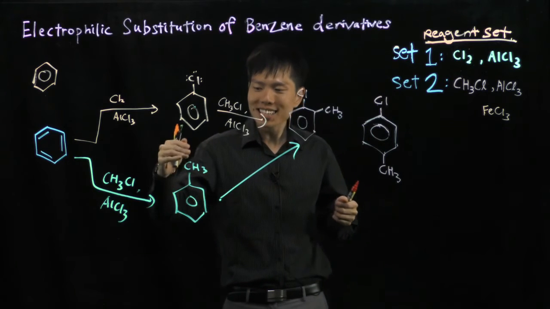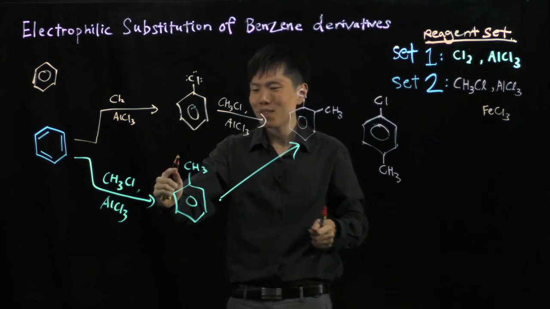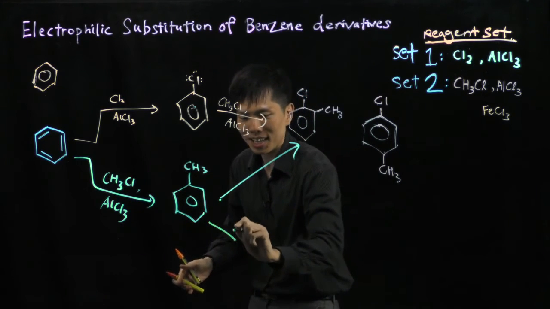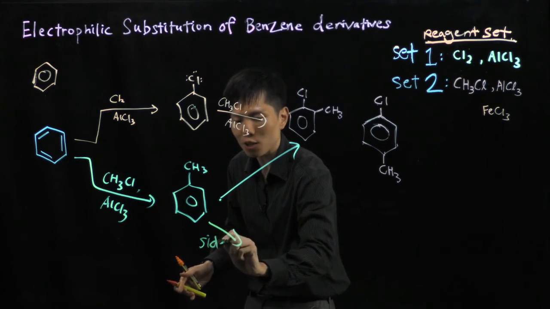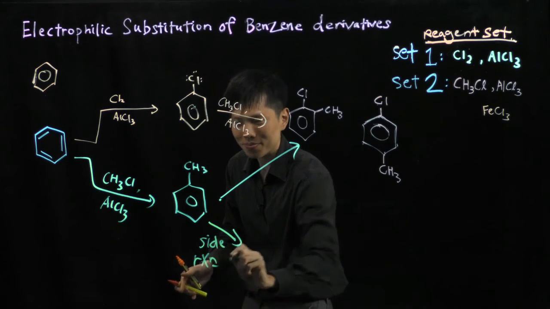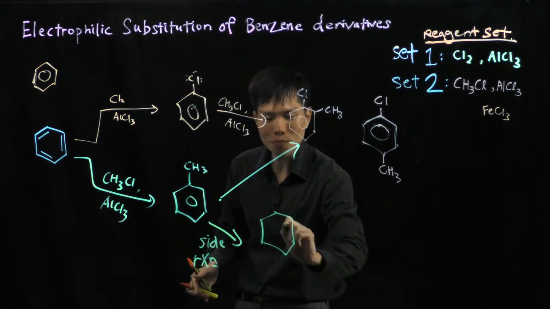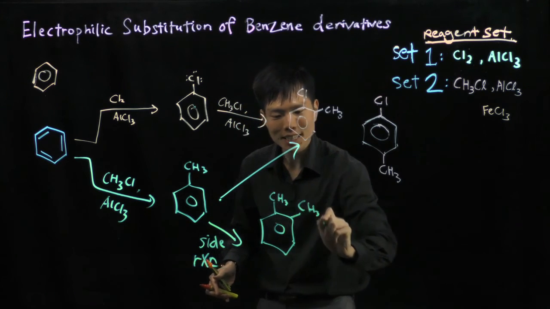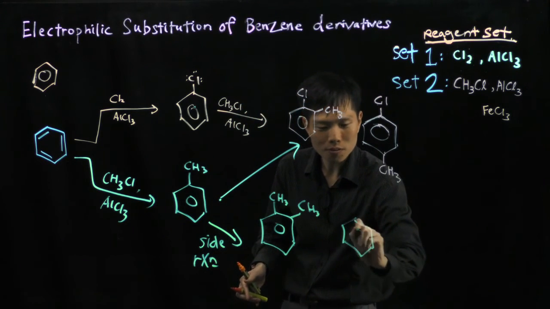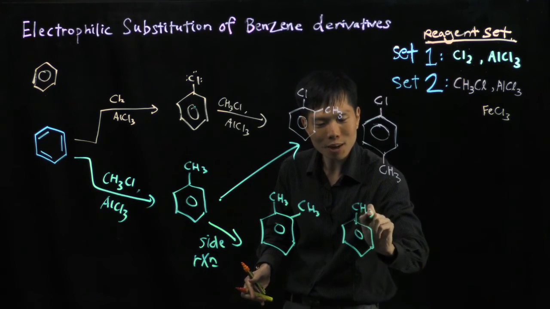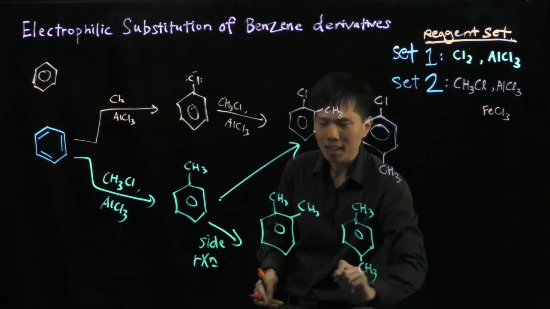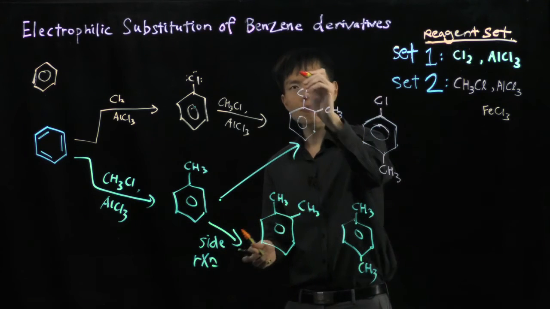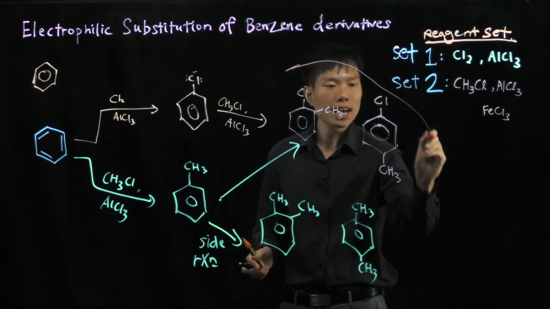Which means to say that this methylbenzene could be further methylated as a side reaction that we cannot control, to form a 1,2-dimethylbenzene or 1,4-dimethylbenzene. And if this happens, we could not get the same product as we wanted to get just now.